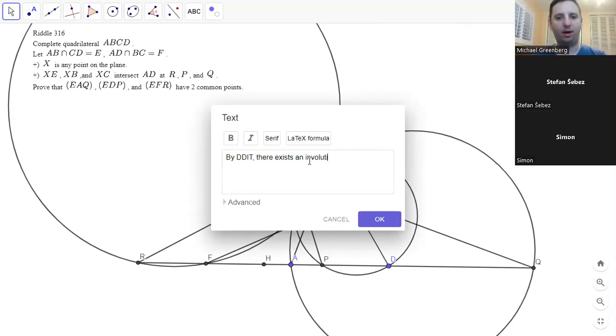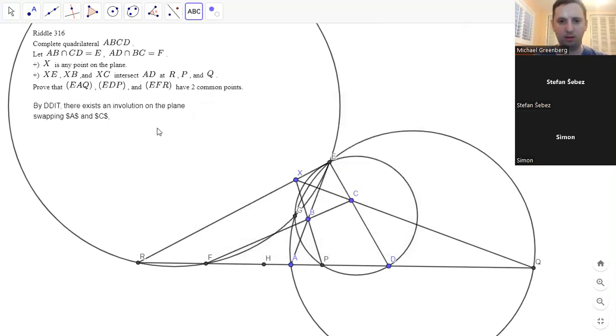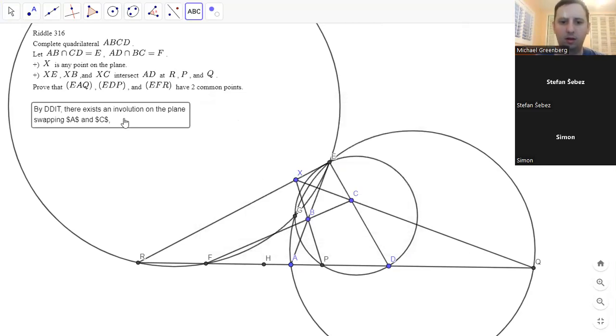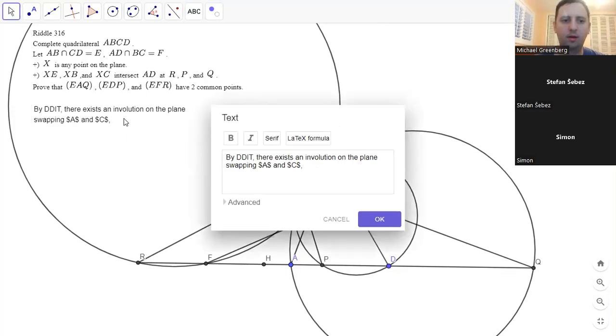Okay. All right. So by DDIT, there exists an involution just on the plane, swapping A and C. It is an involution which swaps lines XA and XC, lines XB and XD, and lines XE and XF.